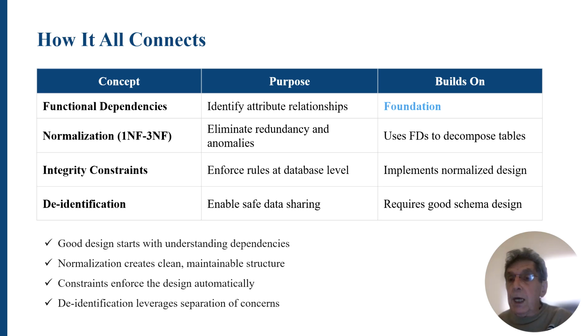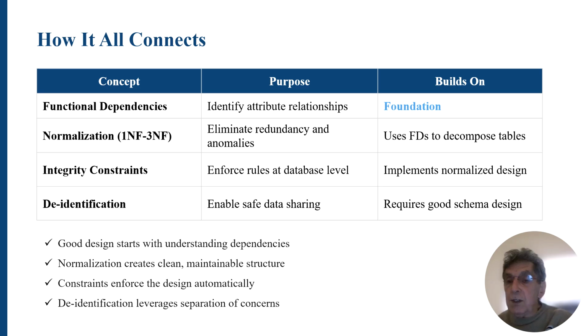All right, well, let's see how it all connects. Let's step back and see how all of week 3's concepts connected. Functional dependencies are the foundation. By analyzing how attributes depend on each other, we understand our data's structure. We identify which attributes belong together and which should be separate. Normalization applies this understanding. We decompose tables to eliminate redundancy and anomalies. A normalized design stores each fact once in the table where it belongs.